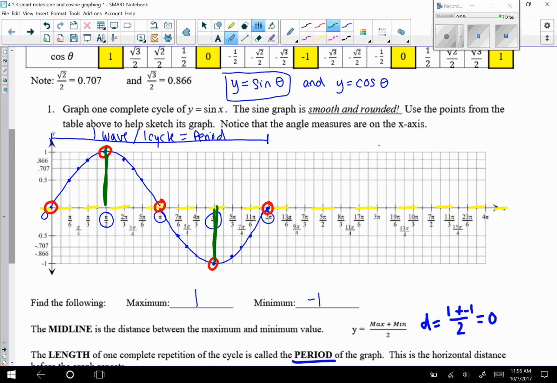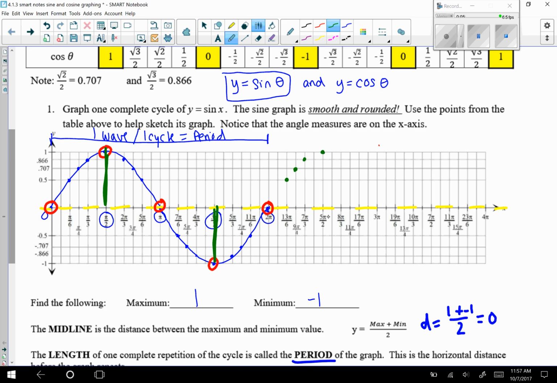Like 13 pi over 6, I know is coterminal with pi over 6. Since it's coterminal, the sine of that would be 1/2. 9 pi over 4 is coterminal with pi over 4, so that would be root 2 over 2. 7 pi over 3 is coterminal with pi over 3, so that would be here at root 3 over 2, and 5 pi over 2 would be up here.